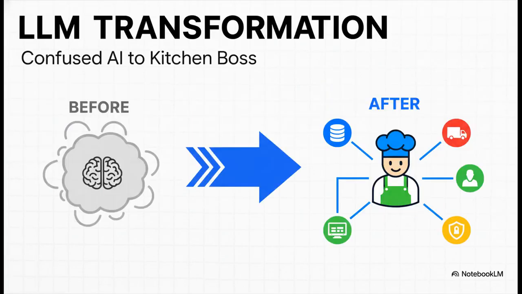And just like that, our agent has transformed. It's gone from a confused, hallucinating LLM to a genuinely capable kitchen manager, one that can perceive its world, do business, and communicate clearly. That is the incredible power of building on standards.